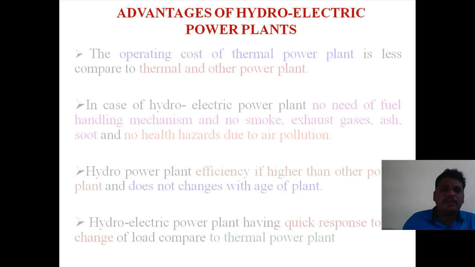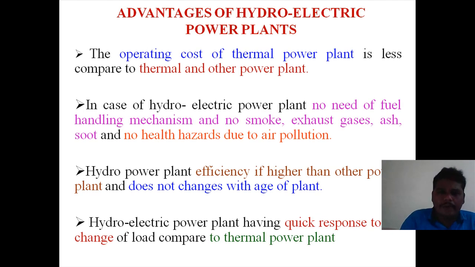Next, advantages of hydroelectric power plants. First, the operating cost of a hydroelectric power plant is less when compared with thermal and other power plants. Skilled persons are not necessary. Operating cost is very low compared to thermal plants. That means no boilers, that type of equipment is not there. That's why operating cost is less.